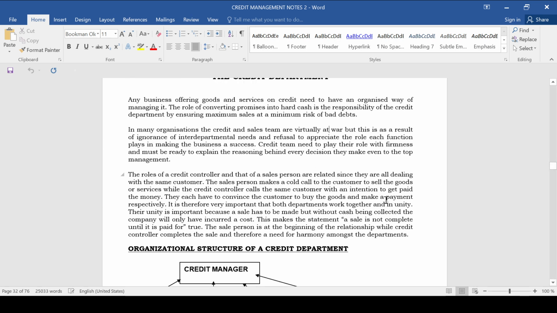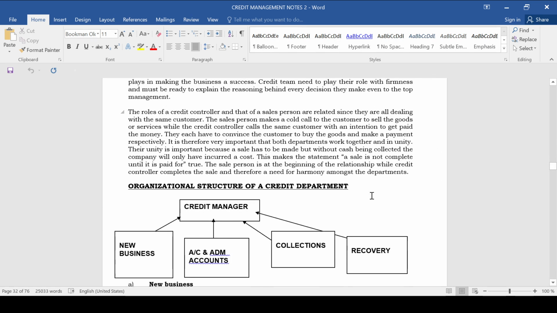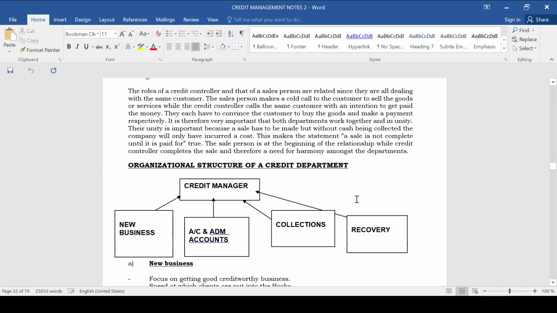So the credit control department, I have a structure here which can guide us. Maybe if you look at it, you can try to see from the point of your institution. We have the credit manager, and I've not even put the person on top, but I've put the credit manager. Under the credit manager, we have the new business, whereby customers are onboarding, where customers come on board. We have account and admin, the person who opens the account for customers, who creates ledgers for the customers. We have the department that also does collection, and another one doing recovery.